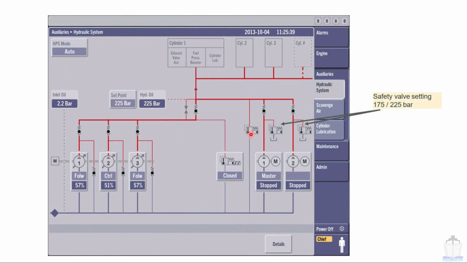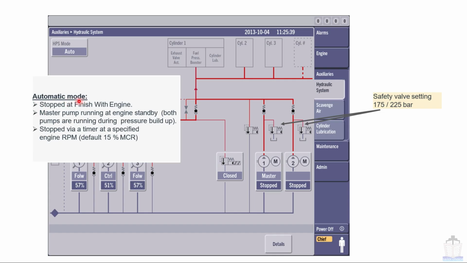This is the MOPS screenshot of the HPS system. Here it is written safety valve setting 175 and 225 bar: 175 for a 200 bar system, 225 bar for a 300 bar system. This is valve number 312, which is just a relief valve situated on these individual pumps.